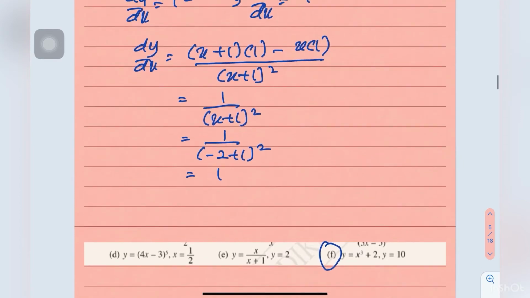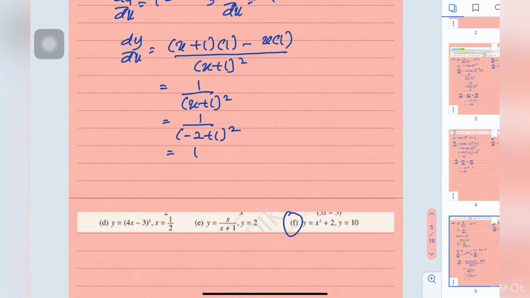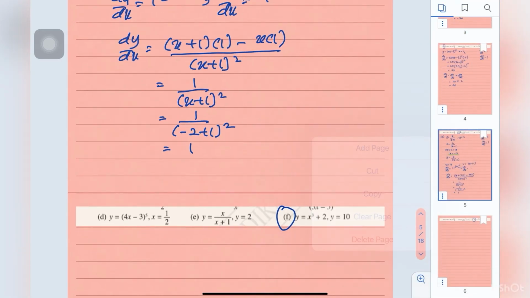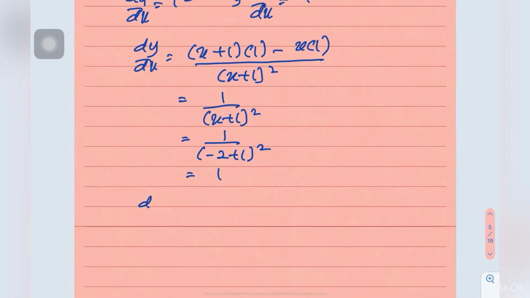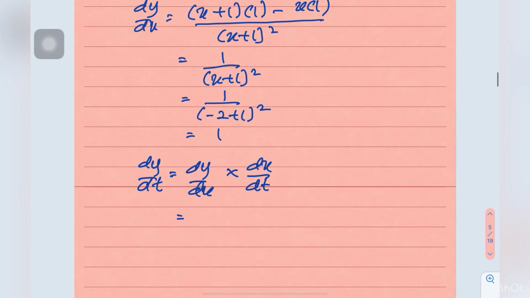Okay, so we found dy/dx. We add one more page here. Okay, so by using the chain rule, we find dy/dt equals dy/dx times dx/dt. Okay, dy/dx just now is 1, dx/dt is 2. So the final answer is 2.